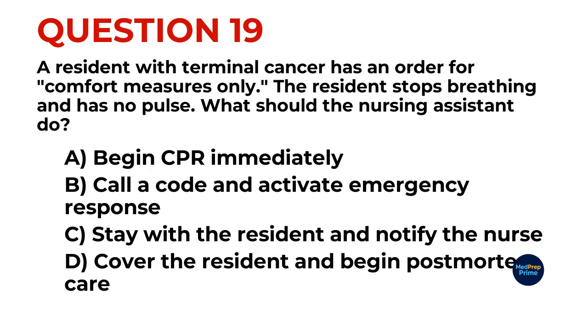A resident with terminal cancer has an order for comfort measures only. The resident stops breathing and has no pulse. What should the nursing assistant do? Option A, begin CPR immediately. Option B, call a code and activate emergency response. Option C, stay with the resident and notify the nurse. Option D, cover the resident and begin postmortem care.